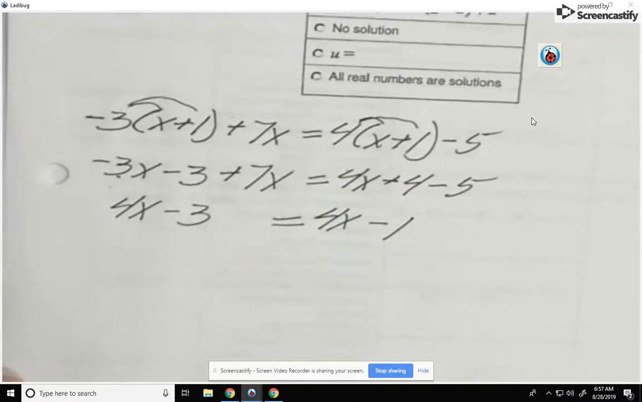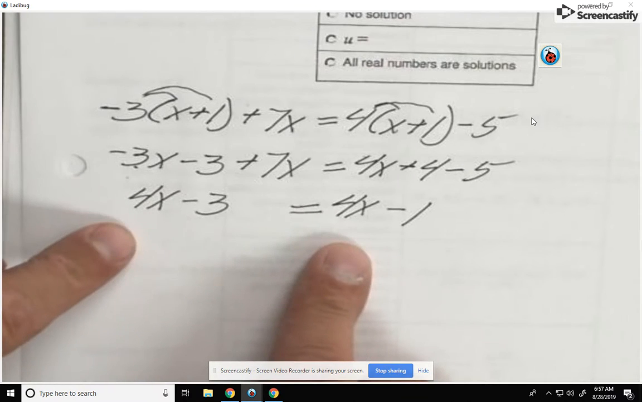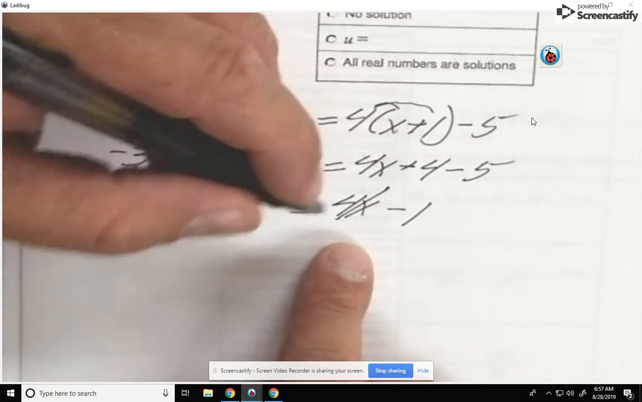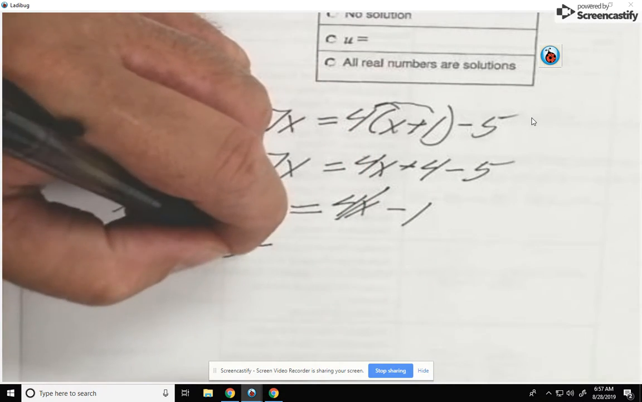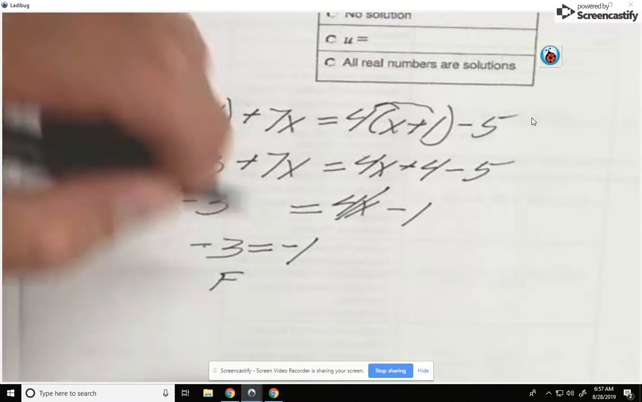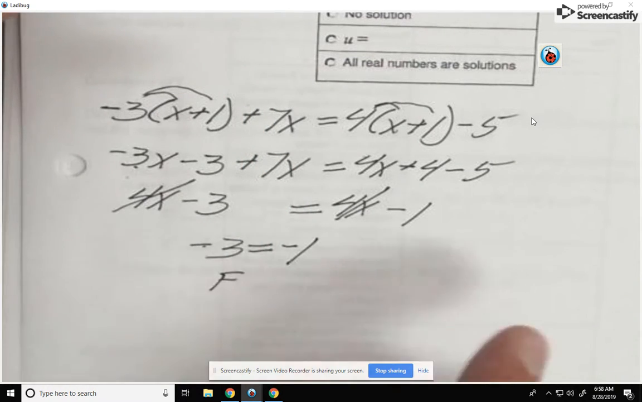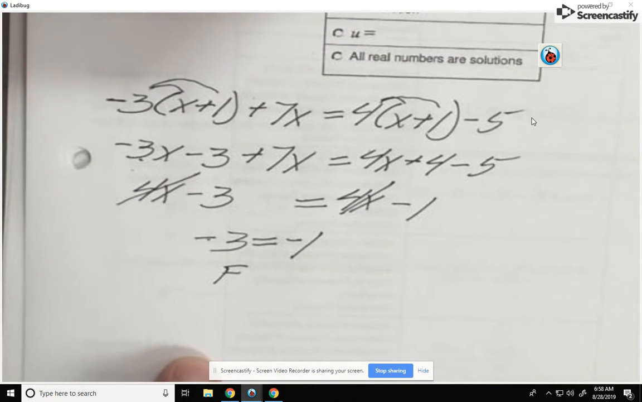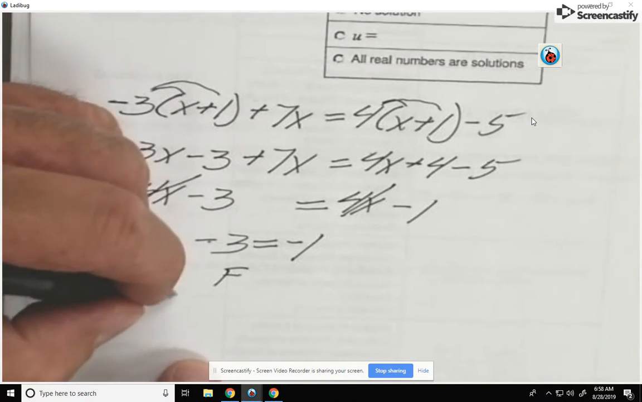Now, what you notice is I have 4x on both sides, which means those will cancel, leaving me with negative 3 equals negative 1, which is a false statement. Since my letter dropped out and I have a false statement, this is no solution.